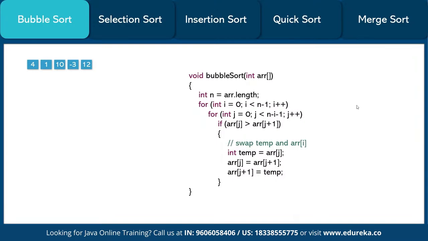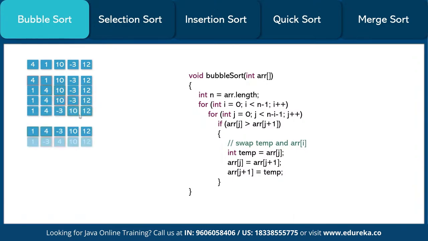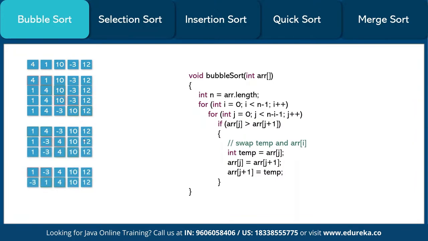Now, before we move to the other kind of sorting, first I'll have 4, 1, 10, minus 3, 12. I'll take the first two elements, and since the condition is matching, it is going to swap those two elements and it will repeat that activity for each and every scenario.